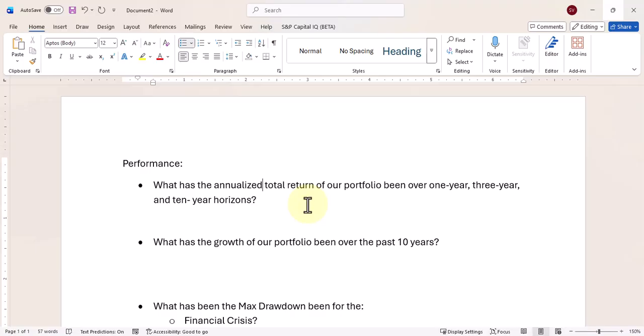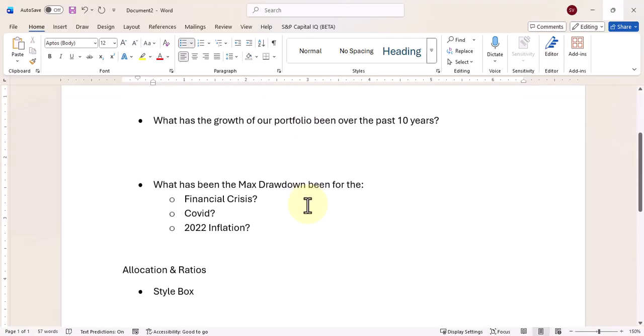And then just a common one we often see when we look at performance of a portfolio is, what's been the growth of a certain amount of investment. Oftentimes it's $10,000 that we'll start with, and so we'll see what that is. Another one is, what has been the max drawdown or the maximum drawdown, and this is a measure of how the portfolio performed under existing scenarios, historic scenarios.